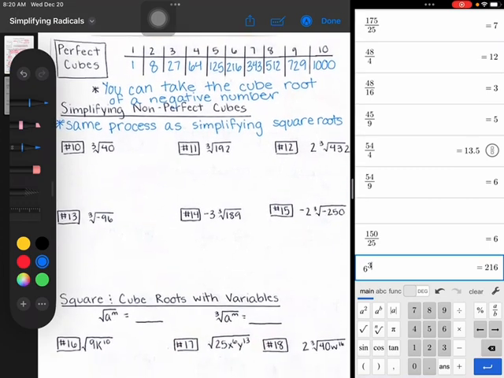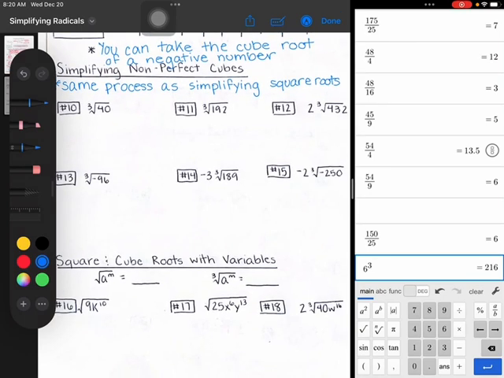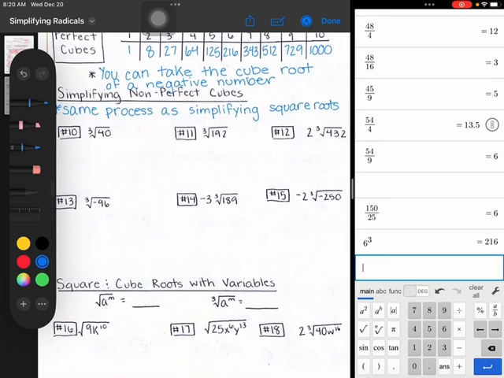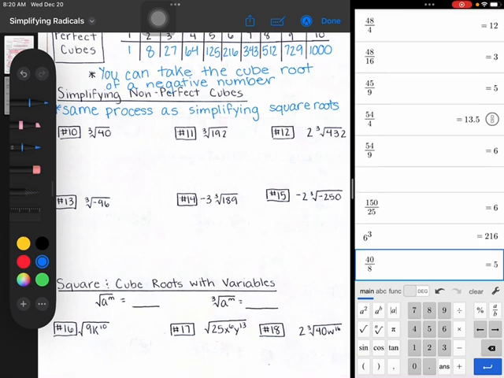All right, so let's look at number 10. The cube root of 40. We are going to look for the perfect cube that would divide into 40. And our numbers get really big really fast, so we don't have as many options. So I'm going to check 8. 40 divided by 8 would be 5. So 8 times 5 is 40. Take the cube root of 8, which is 2. So 2 cube root of 5. And that's it. Same thing, we just are doing cube numbers instead of square numbers.